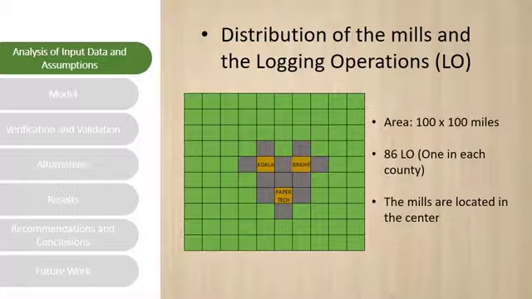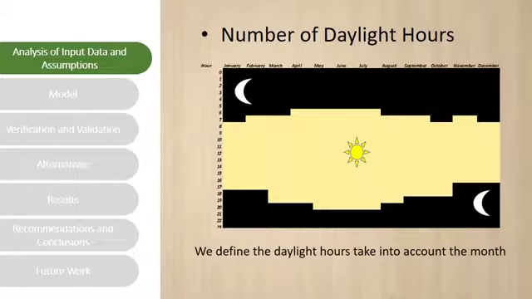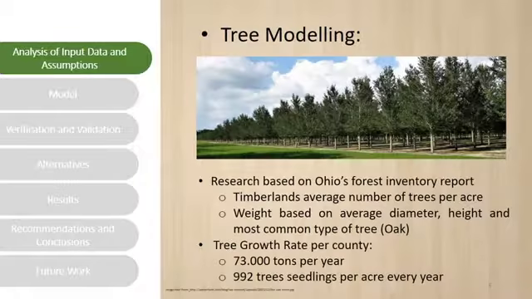In relation with distribution, we assume an area of 100 by 100 miles, a number of 86 logging operations, one in each county, and the mills are located in the center as the figure shows. In our model, one important topic is the daylight hour. We define this taking into account the month as the figure shows. For the modeling of the trees and counties, we use the Ohio State Forest Inventory Report. Details of the information we used can be found in the appendix.